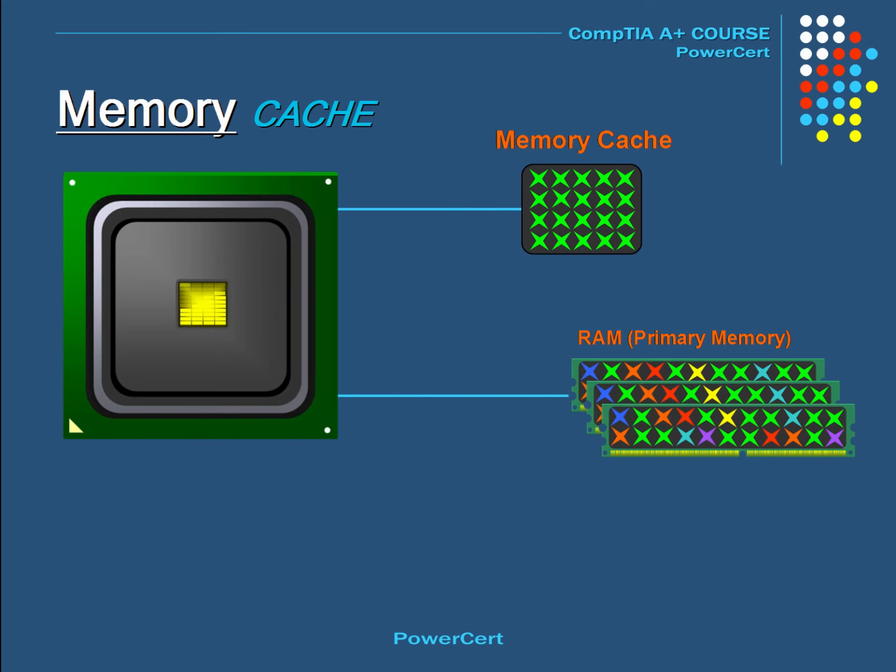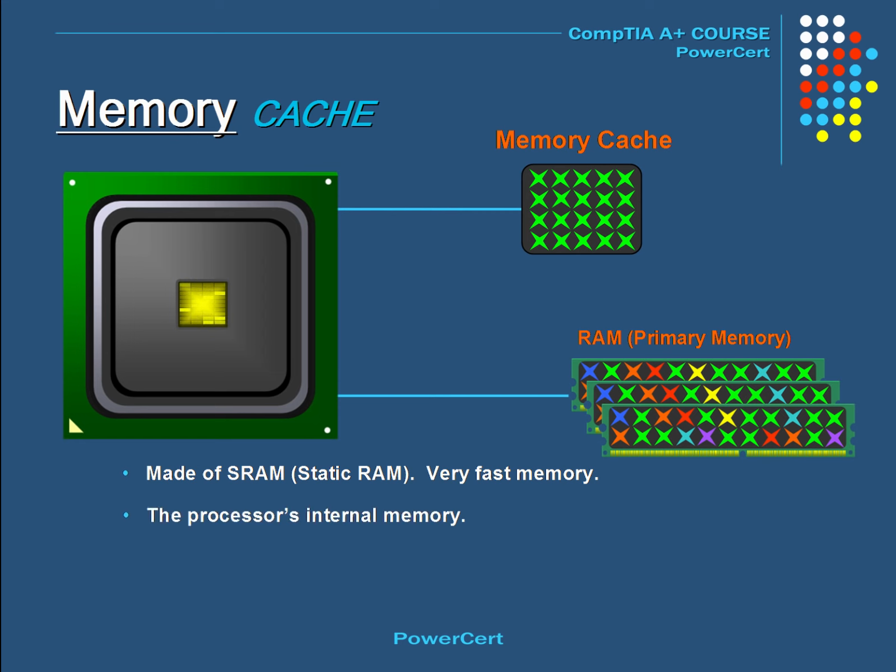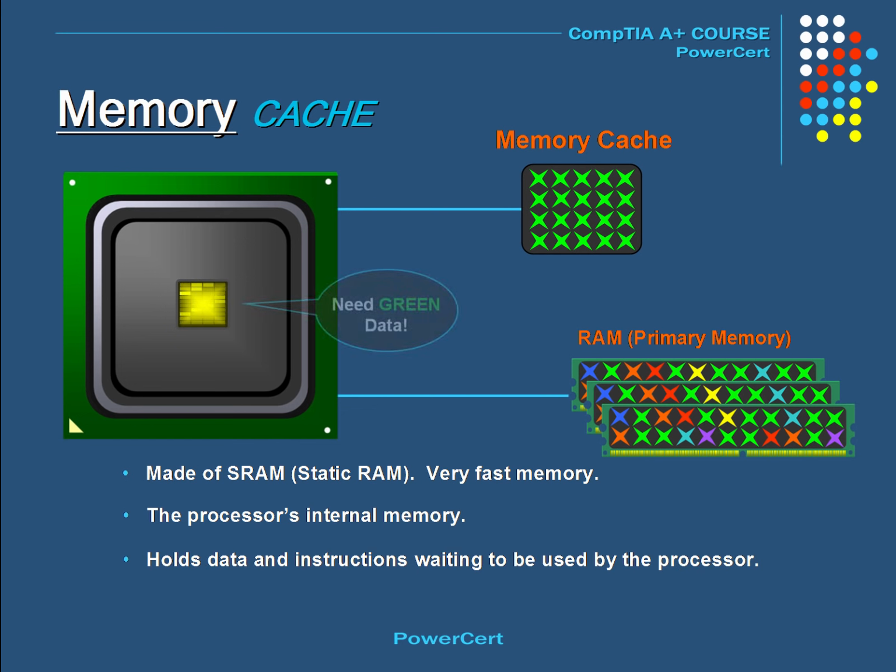There's also what's called memory cache. The memory cache is made of SRAM, or static RAM, which is very fast memory when compared to regular DRAM that is used for primary memory. The memory cache is the processor's internal memory, and its job is to hold data and instructions waiting to be used by the processor. So basically what cache does is hold common data that it thinks the CPU is going to access over and over again.